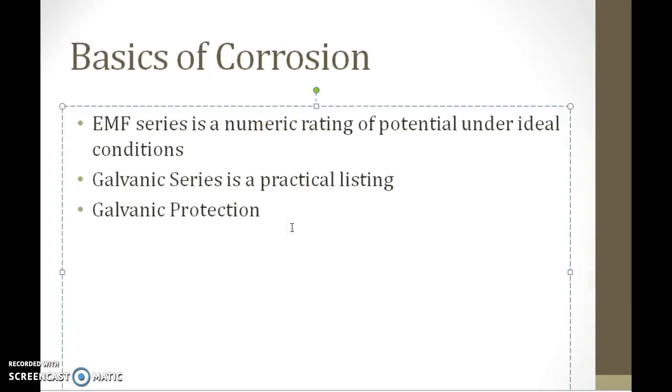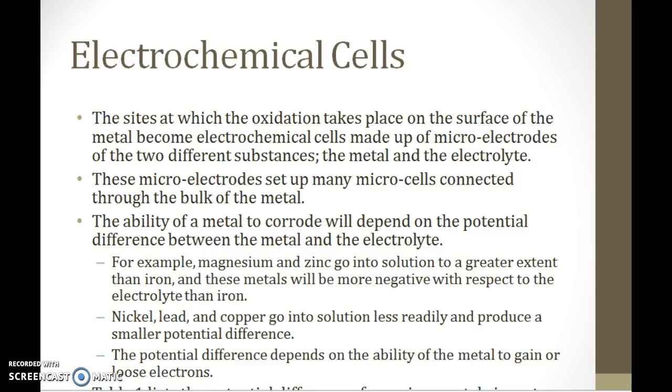In this case, a very important concept is the EMF of a cell or EMF of the metal. It is nothing but a potential difference under ideal conditions. In case of your electrochemistry concepts, we generally discuss the electrochemical or electrode potential values, the reduction potential values. In case of corrosion, we generally discuss the galvanic series. It is a practical listing, and a type of galvanic protection we will also discuss in this chapter. Now, before going to this, what are electrochemical cells? Let us have an idea.